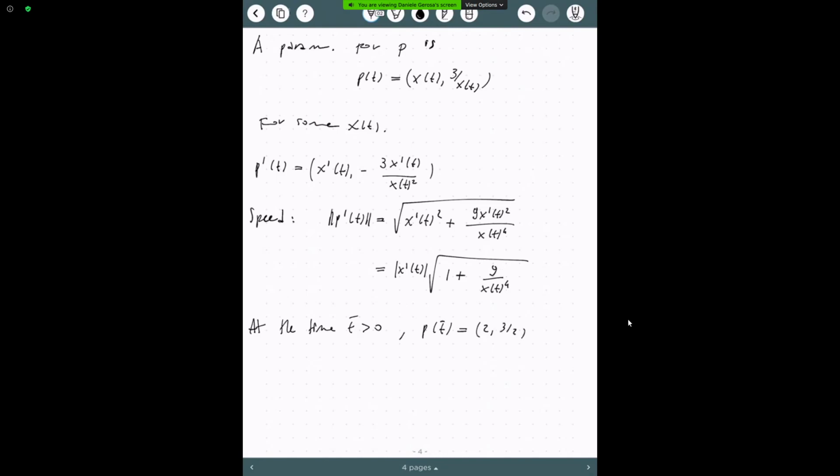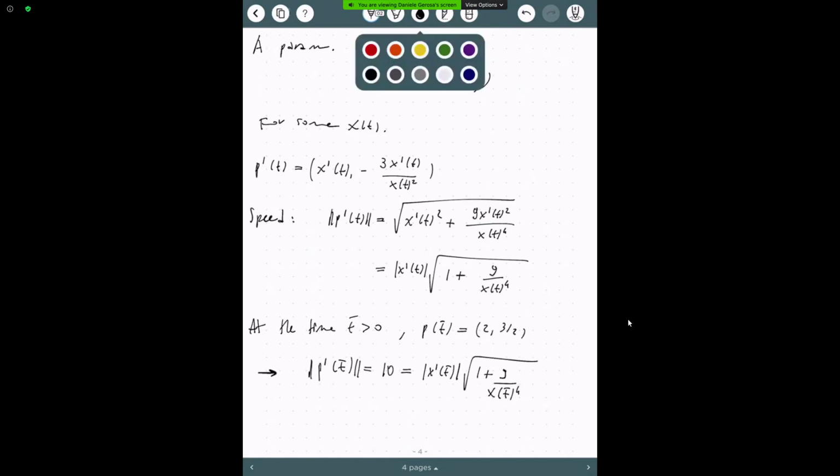This, we know that exists. We don't know if this. We don't know this t bar, but we don't care. Still, we know that the norm of p prime of t bar is equal to 10, which is also equal to x prime of t bar times the square root of 1 plus 9 t bar to the power 4.